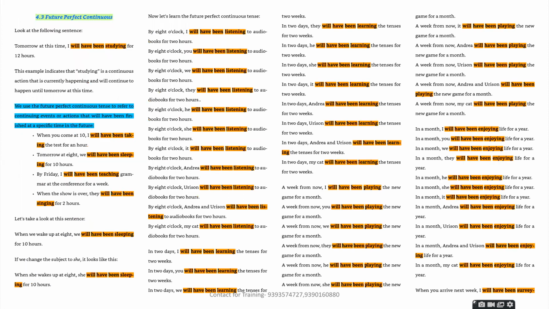Future perfect continuous, you can see. Tomorrow at this time, I'll have been studying for 12 hours. This example indicates that studying is a continuous action that is currently happening and will continue to happen until tomorrow at this time. We use future perfect continuous tense to refer to continuing events or actions that will have been finished at a specific time in the future. When you come at 10, I'll have been taking the test for an hour.